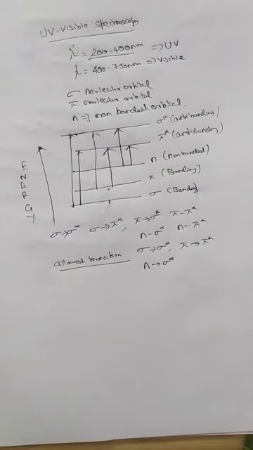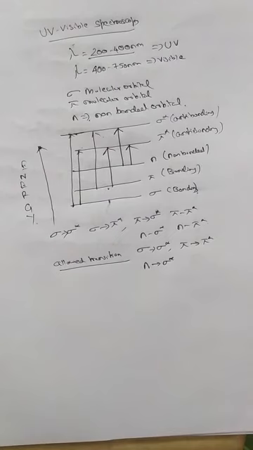If the excitation occurs in the allowed region, the absorption of the energy would be more, and the molar extinction coefficient would be on the order of 10,000 or more. So that is called an allowed transition.